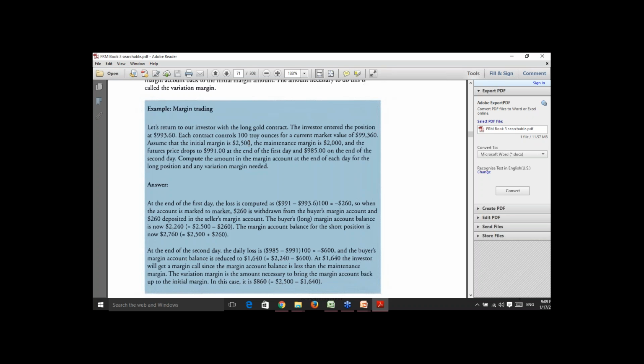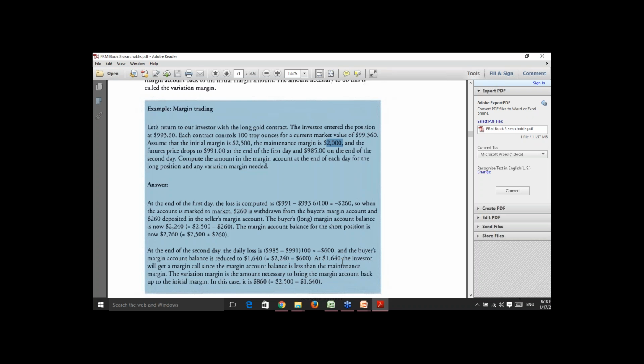You have a lot size of 100, so $600 was a loss. In that situation, if we reduce 600 from 2240, we are left with 1640. Now 1640 is below the maintenance margin level of $2000. In that situation, you get a margin call, because your balance is below the maintenance margin level.